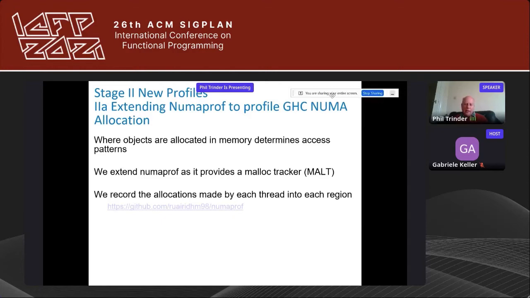So we extended NumaProf. We could have looked at this within GHC or within NumaProf. We decided to do it in NumaProf because it already has a malloc tracker called MOLT. So you can look where those mallocs are targeted. And we recorded the allocations made by each thread into each region. The code is available on GitHub.